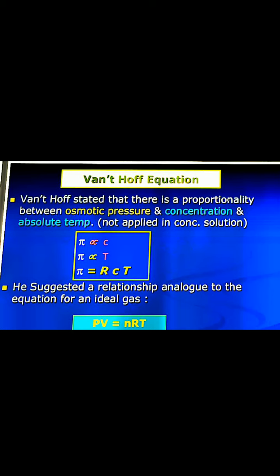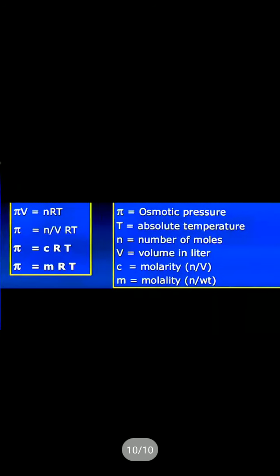तो P is proportional to C and P is proportional to T. या हम कह सकते हैं osmotic pressure is represented by pi. So pi, osmotic pressure, is proportional to concentration. Osmotic pressure is proportional to temperature, or pi is equal to CRT. This equation is analogous to the ideal gas equation PV is equal to nRT. It's for 1 mole, and if it's multiplied by number of moles, it is identical to the equation PV is equal to nRT.